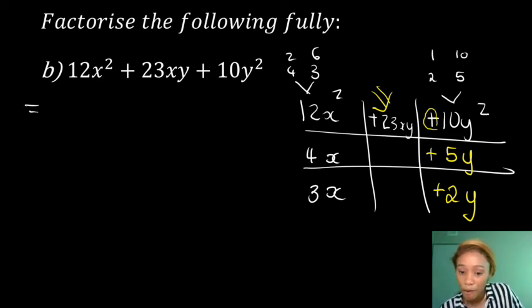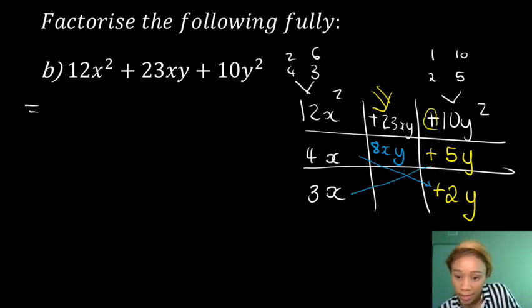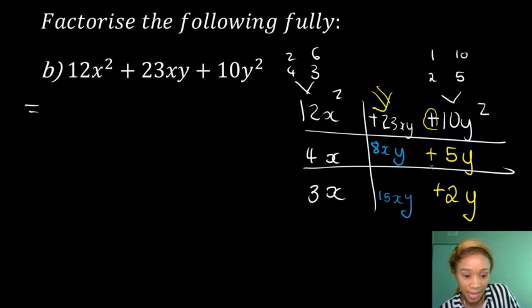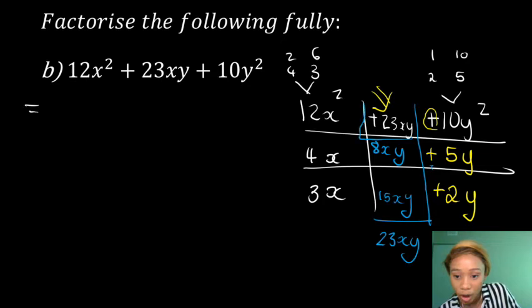So let's see. 4x times 2y gives me 8xy, right? And then 3x times 5y gives me 15xy. Okay, I can see something here. In fact, if I add 8xy plus 15xy, then I am going to get 23xy, and that means the top number and the bottom number are the same.